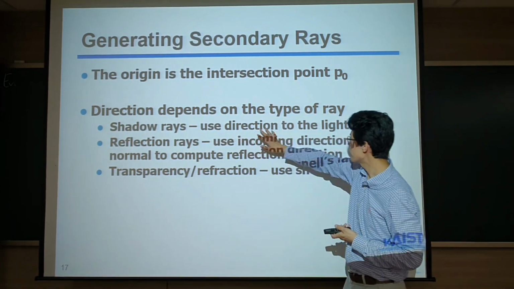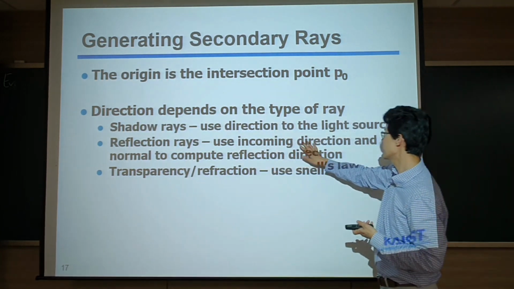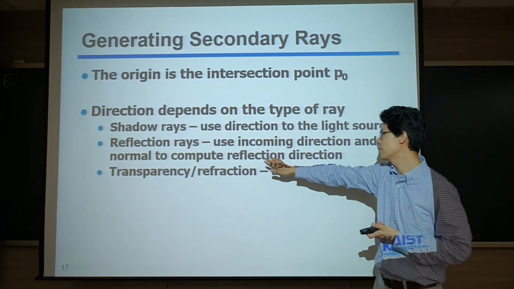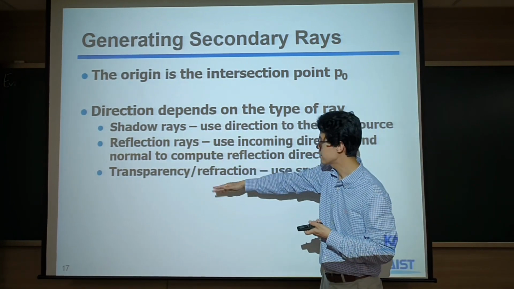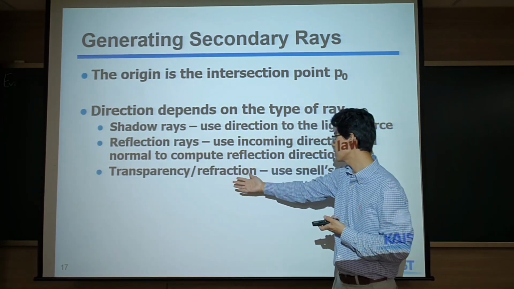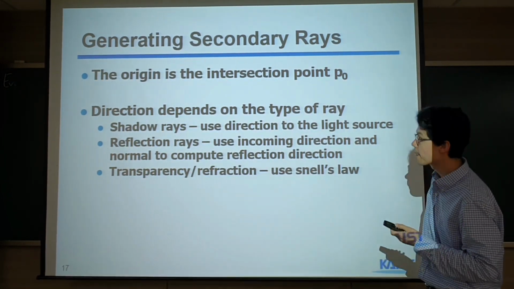For the shadow ray, we use the direction to the light source. For the reflection ray, we use the incoming direction and the normal to compute the reflection direction. Also, for transparency, or we can call this the refraction ray, we use Snell's law. Then, based on that, we can compute it.